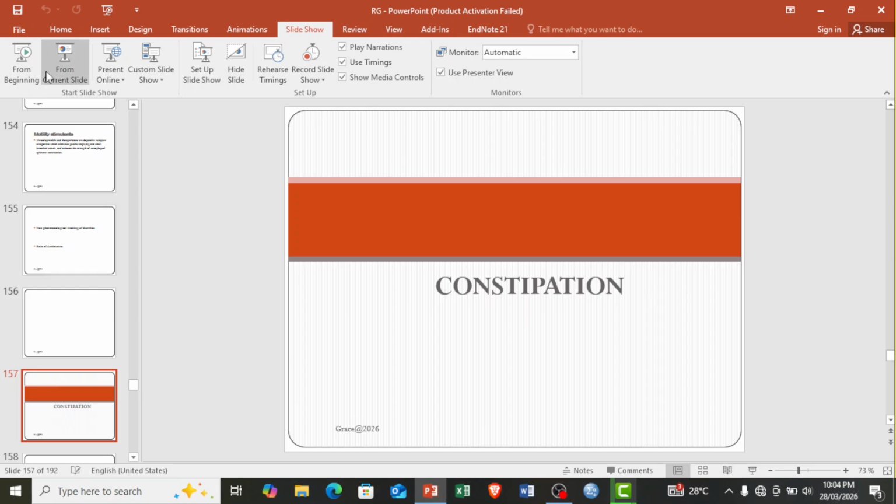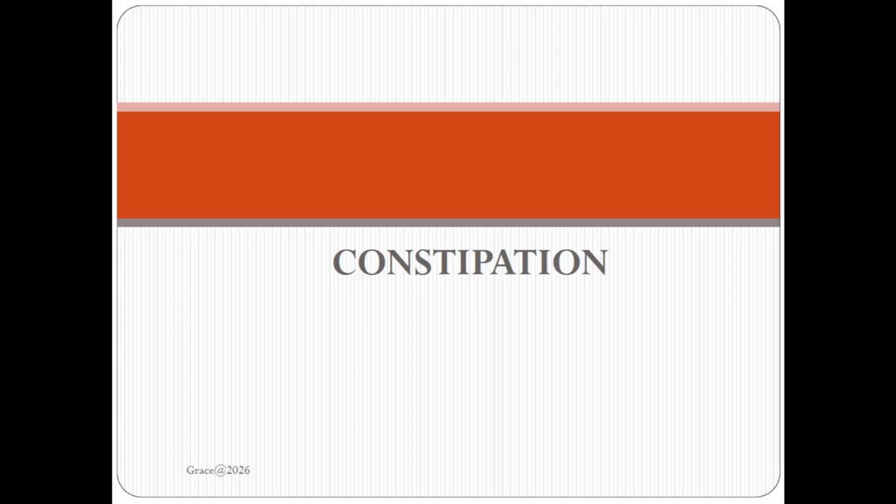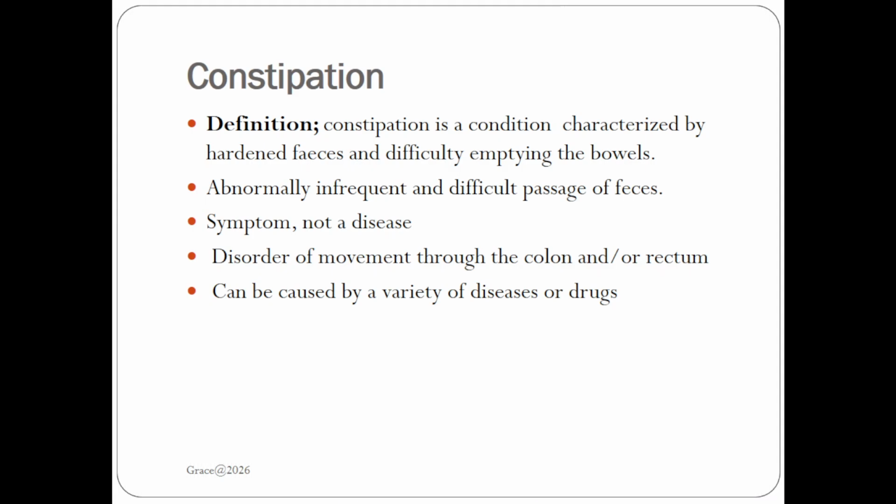Today we are going to look at constipation as our topic about the GIT disorders. Constipation is one of the disorders that can affect the GIT, or the gastrointestinal system. Defining constipation: it is a condition characterized by hardened feces and difficulty emptying the bowel, with abnormally frequent and difficult passage of feces.